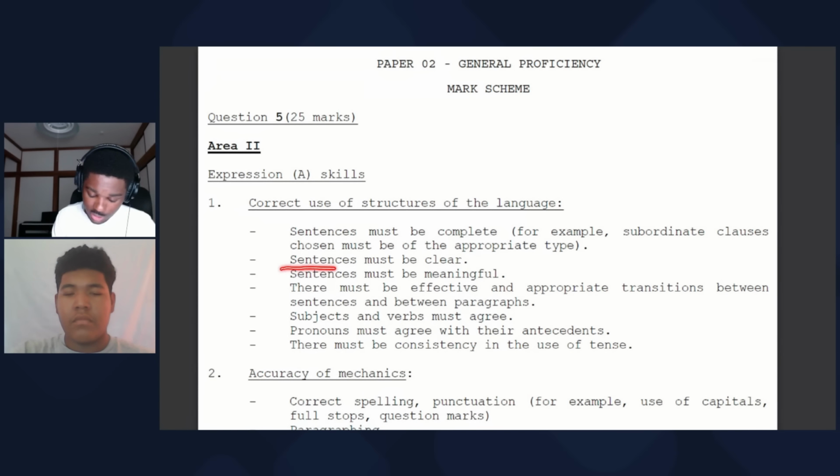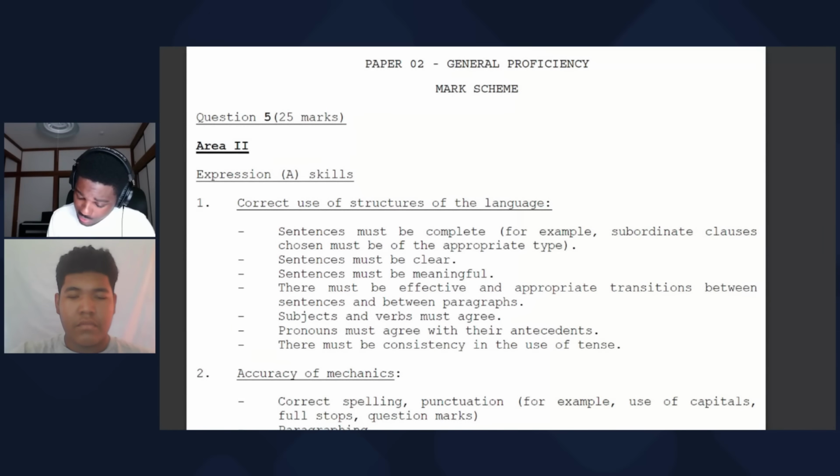The sentences must be clear and meaningful. So every single sentence must contribute meaning to the essay, right? Make sure you're not writing things that no one can figure out what you actually mean, right? You need appropriate transitions between sentences and between paragraphs.